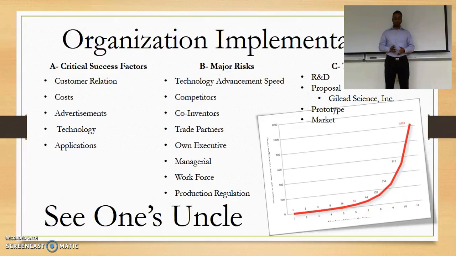Finally, organization implementation. There are 3 key points. The first is the critical success factor. For me, customer is always number 1. Being able to offer a customer what they need, a device that fits the particular need of each individual, is the key. Cost, as I mentioned earlier: medical devices are very expensive and very costly. And then being able to offer a device that fits the need and is affordable is a major success.